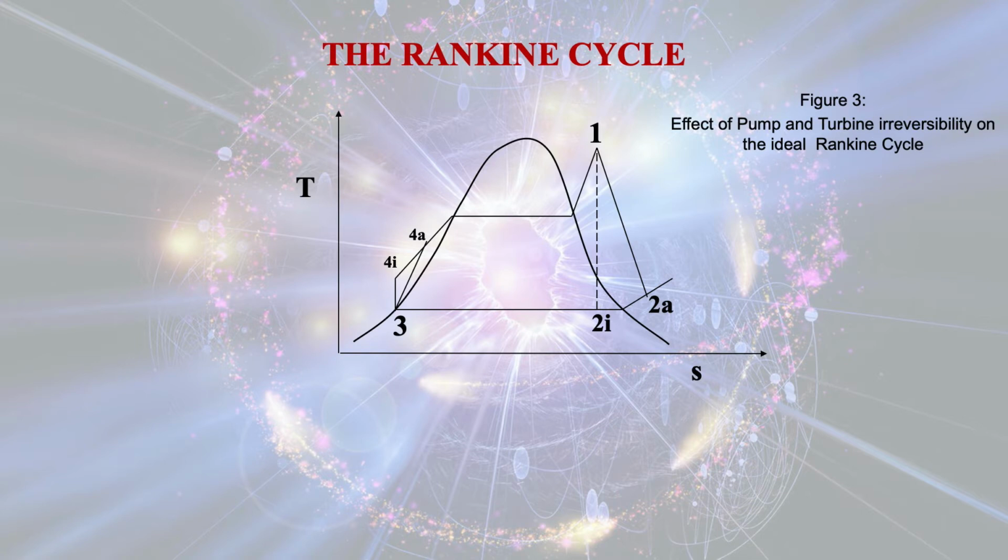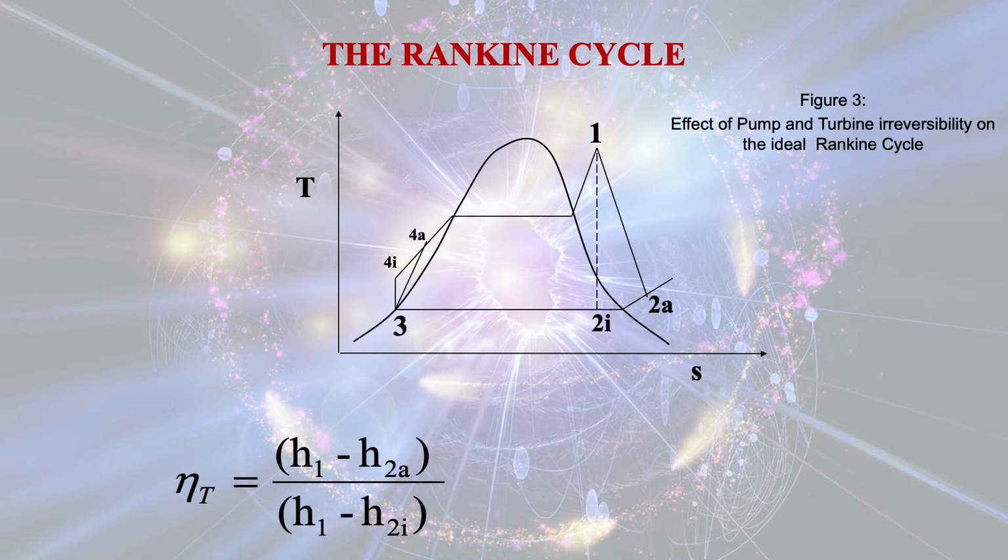Now this diagram gives the effect of pump and turbine irreversibility on the ideal Rankine cycle. The work output from the turbine in actual practice is H1 minus H2A, whereas in the isentropic process we are supposed to get H1 minus H2I. So the component efficiency of the turbine, eta T, is the actual work output divided by the isentropic work output, defined as H1 minus H2A whole divided by H1 minus H2I.